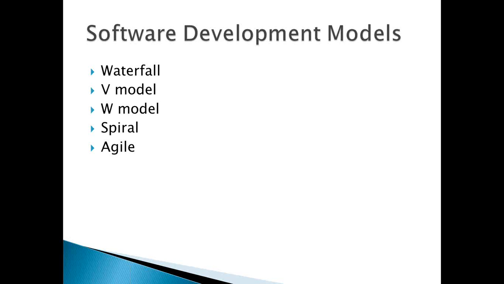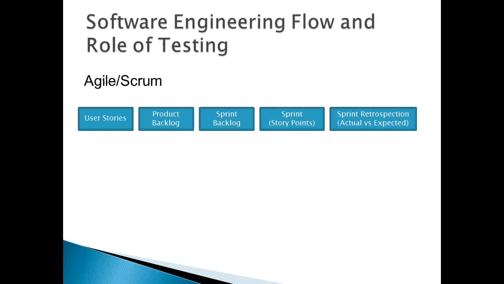Let me start with sharing with you the different development models which are there. The earliest one was the waterfall model, and then came the V model, and further improvement to that led to W model, and spiral model was another one, and the most popular one in today's environment is the agile model, and one of the popular methodologies using agile model is the Scrum.